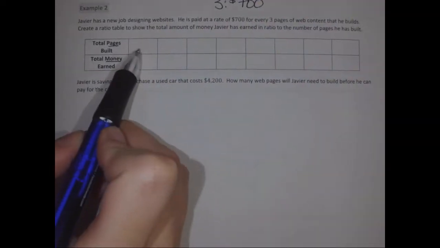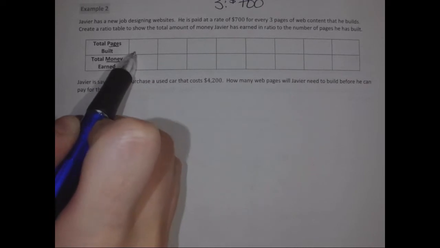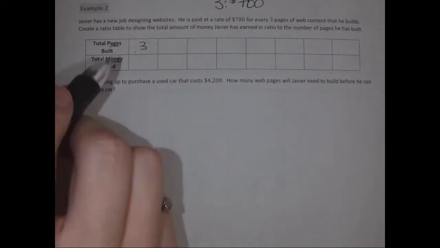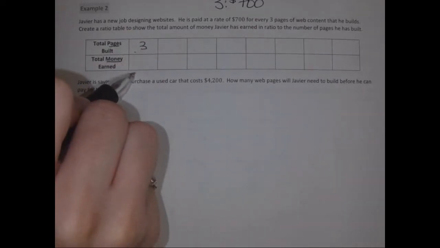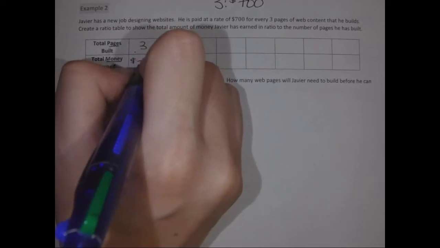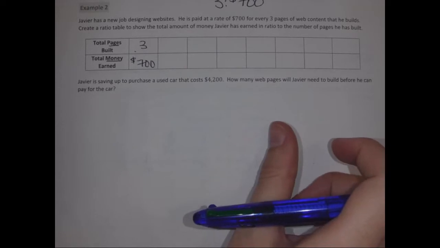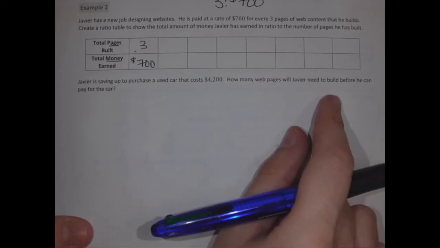So what's the first thing I can write here, Moser? 3. And if I write 3 here, what can I put here, Dewey? 700. Right. So Javier is saving up to buy a used car that costs $4,200. All right, Javier. How many web pages does he need to build before he can pay for the car?